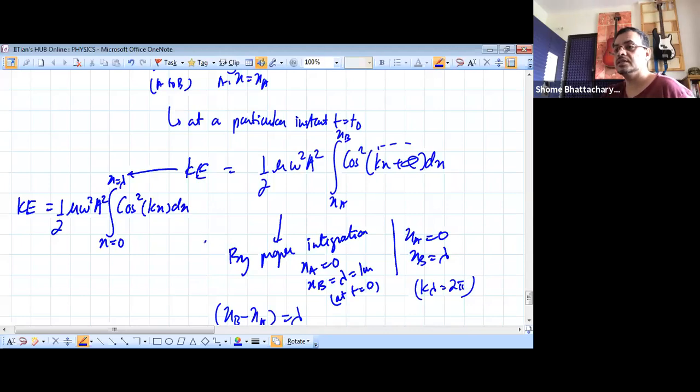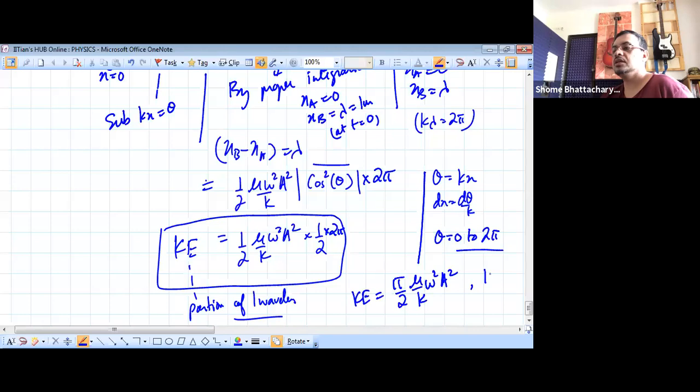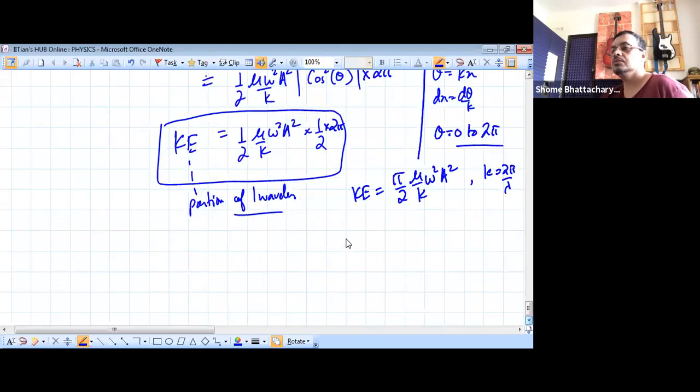So now in this you'll have to make that substitution. Substitute kx as theta. So this will go from 0 to 2 pi, so there will also be a 2 pi here. The average value into theta going from 0 to 2 pi, so you can use this trick over here. So ultimately what you will get here is pi by 2 into mu by k into omega square A square. That will be the kinetic energy. And further you can substitute k as 2 pi by lambda. So this will become 1 by 4 into mu lambda into omega square into A square.